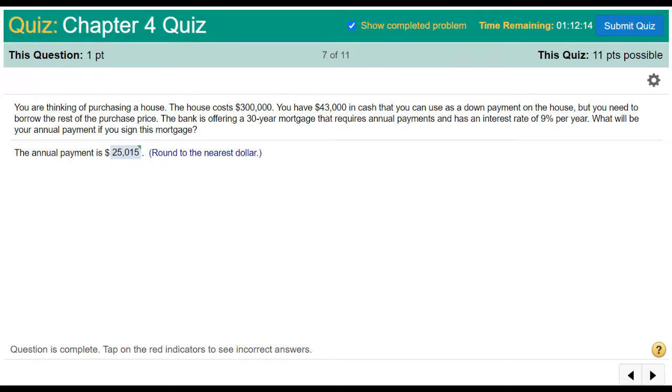So N equals 30, IY equals 9. We're solving for payment. We leave payment alone, and then we go right into present value. Future value is 0. Present value is 257, and then compute for payment. This is your annual payment. And I said before, some very wealthy people pay their mortgage once a year, and they're done with it.